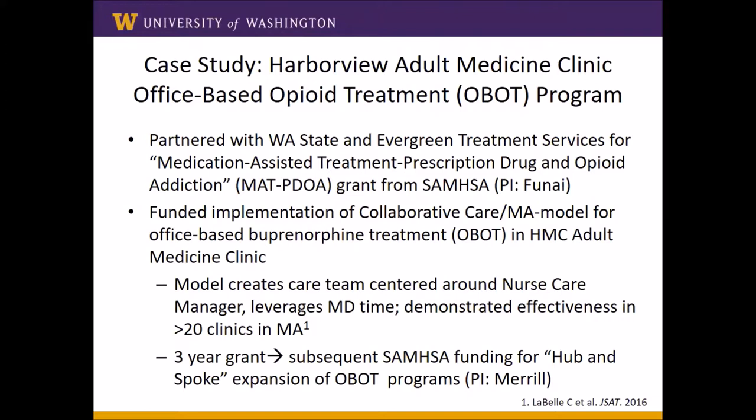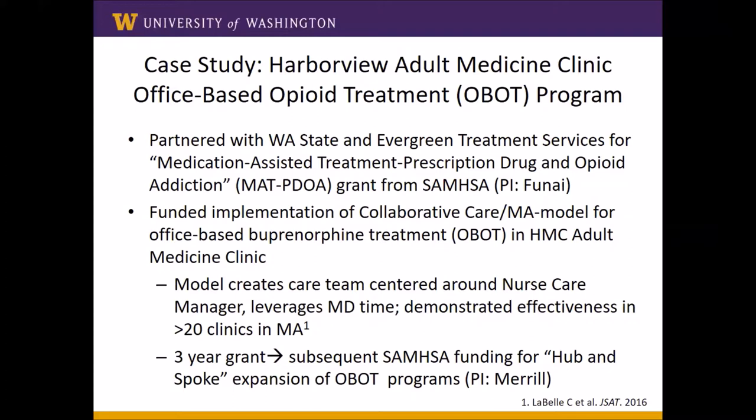So next, I'd like to tell you a bit about our buprenorphine program that we implemented around January 2016 at Harborview. And I'll also share some outcome data from our program. So we partnered with the state and Evergreen Treatment Services, receiving a grant from SAMHSA to implement a collaborative care model for office-based buprenorphine treatment in the adult medicine clinic.